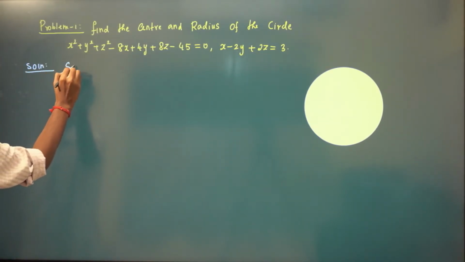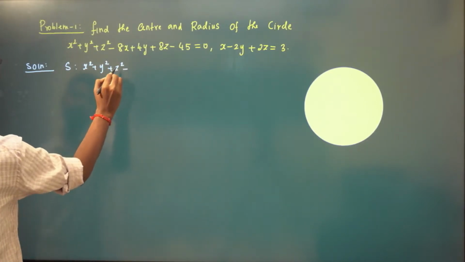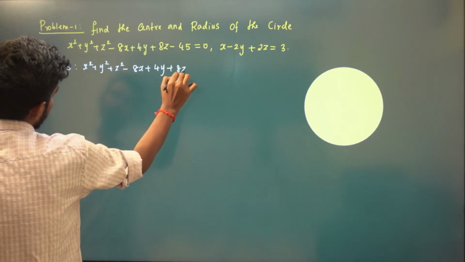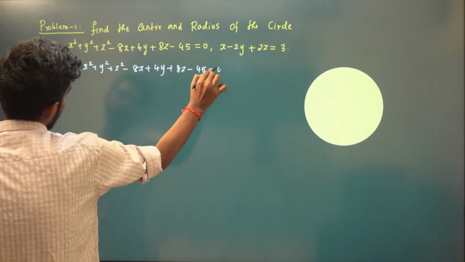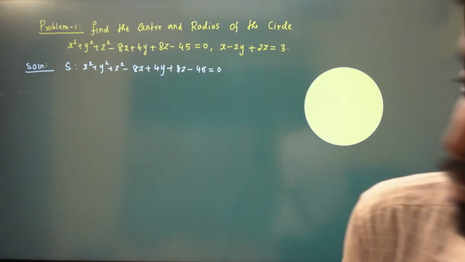So they are given the equation of the sphere, which is x² + y² + z² − 8x + 4y − 8z − 45 = 0. Now let us find the center and radius of this sphere. So what is the center and radius of this sphere?